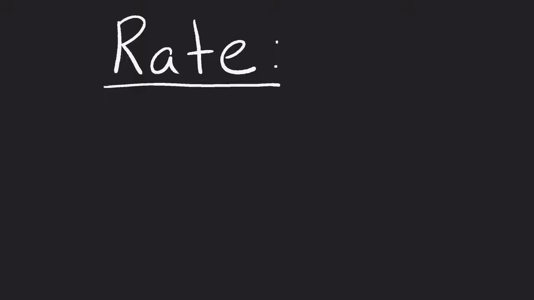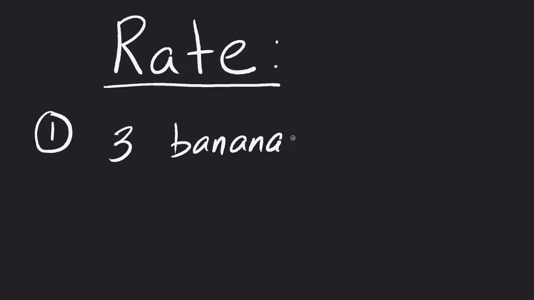A rate is just a fraction where we're really comparing two different types of values. So let's say I gave you an example of I went to a grocery store and I bought 3 bananas and I paid $1 for those. So I want to know what's the rate for that cost if I wanted to look at a rate.